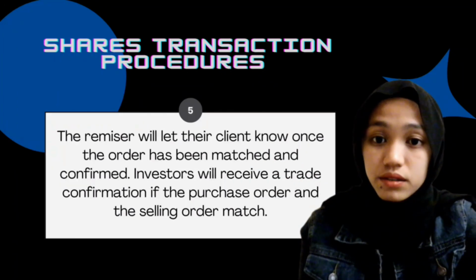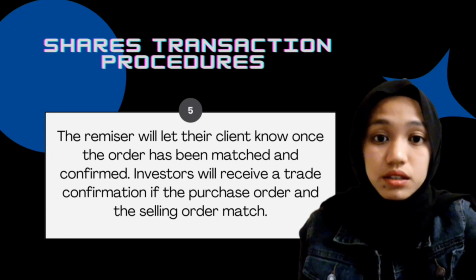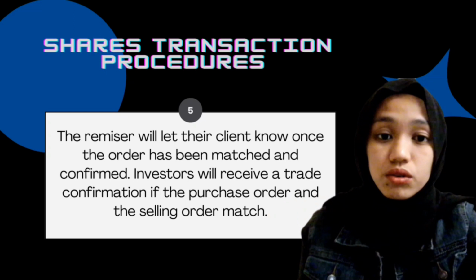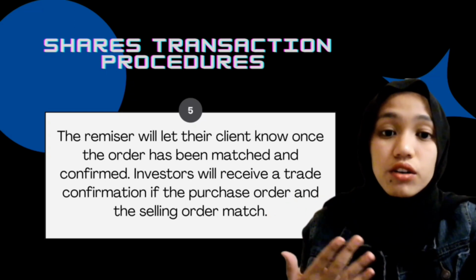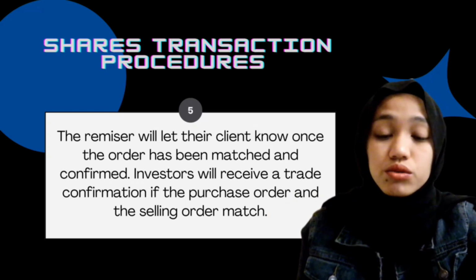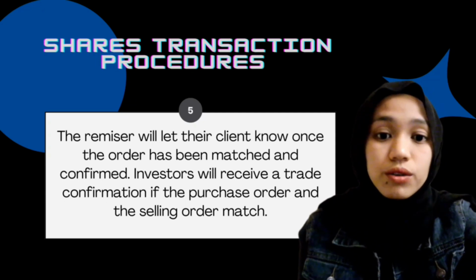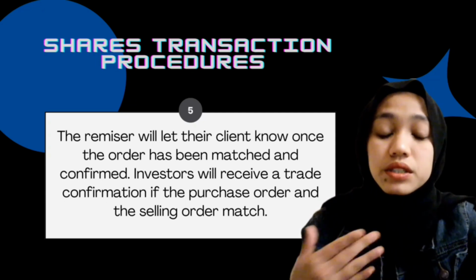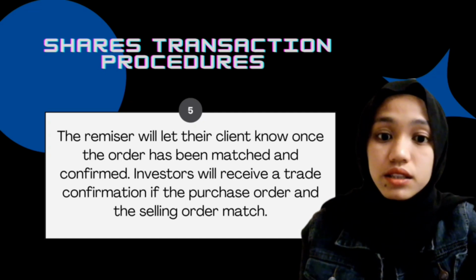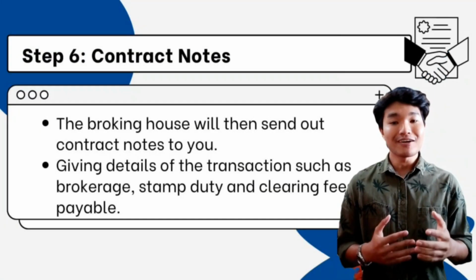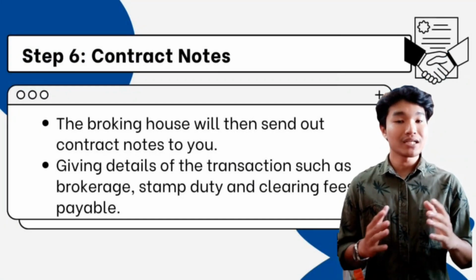Through step 5, the original order number, stock number, price, quantity and counterparty PO are all listed on the trade confirmation that is issued when the order has been matched. The remisier then confirms with his client that he purchased or sold the given quantity of shares at the stipulated price. Moving on to step 6, contract notes.